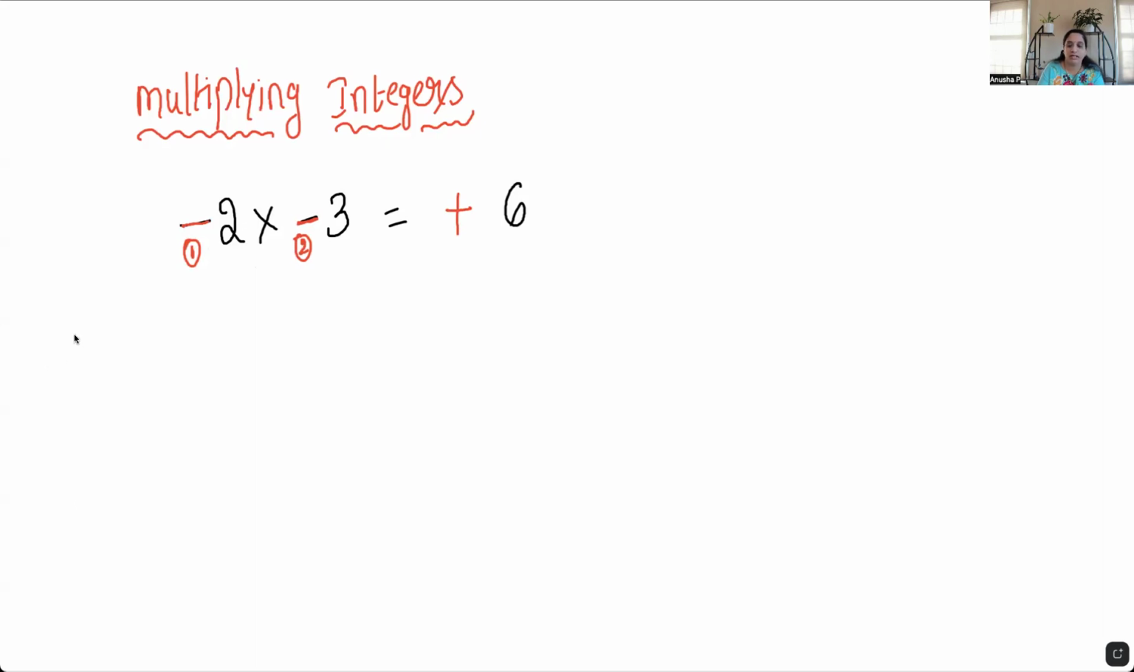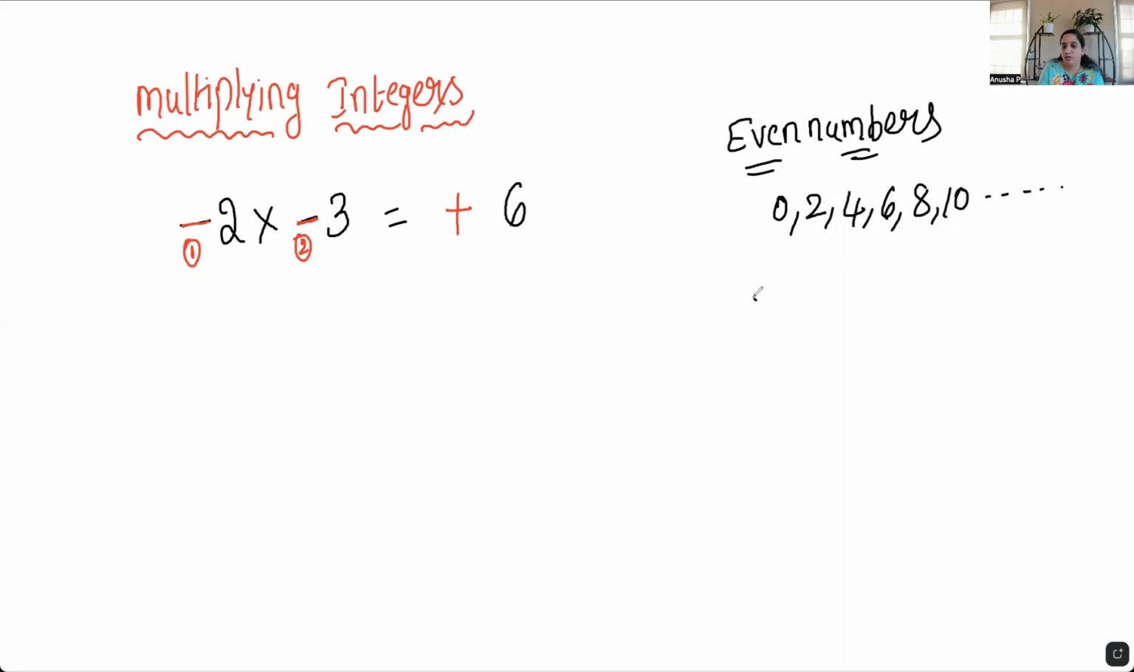Before going into detail, let me check what the even numbers are. Even numbers are 0, 2, 4, 6, 8, 10, and so on. And what are odd numbers? Odd numbers are 1, 3, 5, 7, 9, and so on.